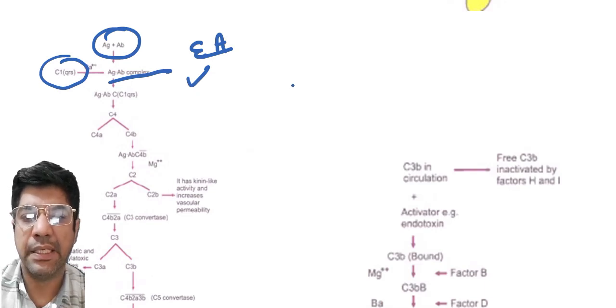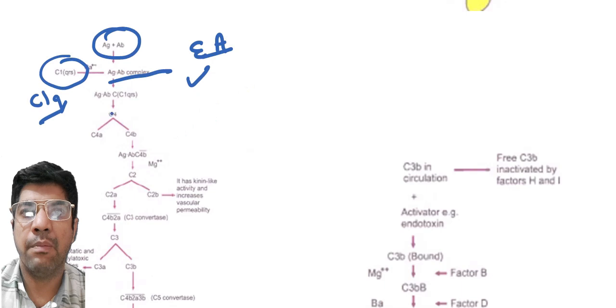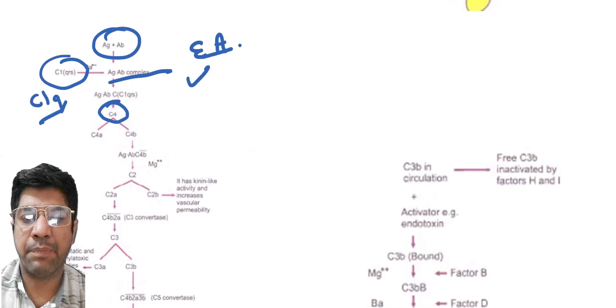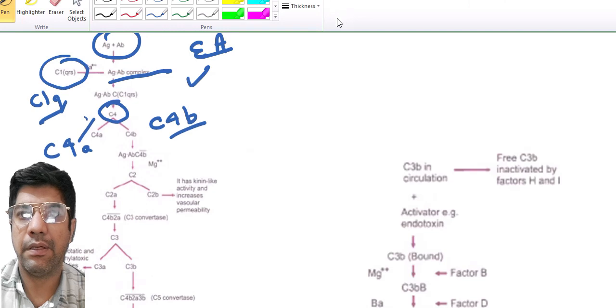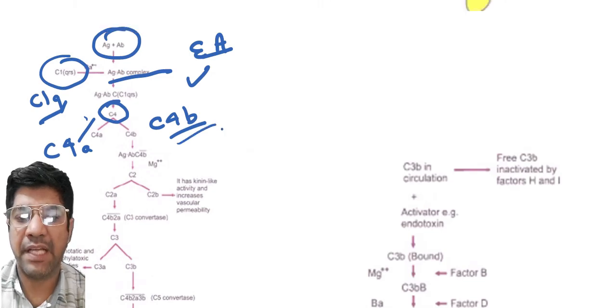IgM or IgG. Once C1q is attached, it activates the C1 esterase, an enzyme. C1 esterase has the ability to cleave multiple molecules of C4. C4 is split into two fragments, C4a and C4b. The C4b binds to the cell membrane along with the C1 to form a complex.